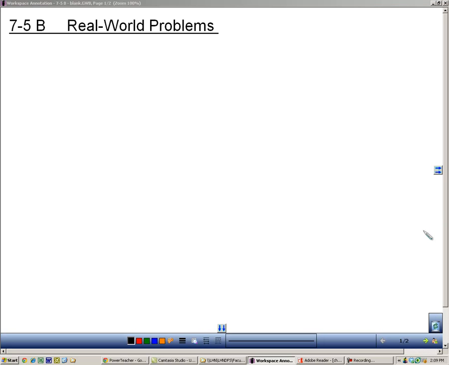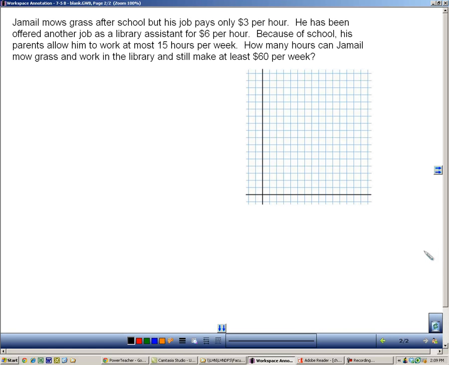Section 7.5b is about real-world problems, specifically those that involve systems of inequalities. Here's the problem we're going to look at.